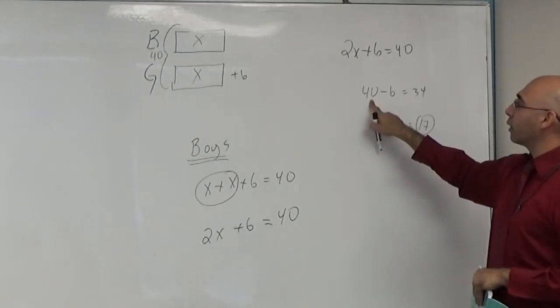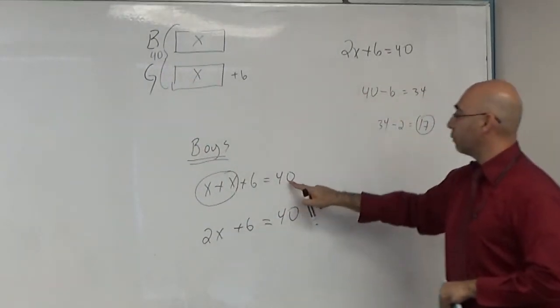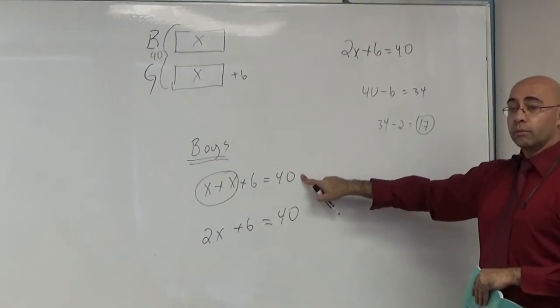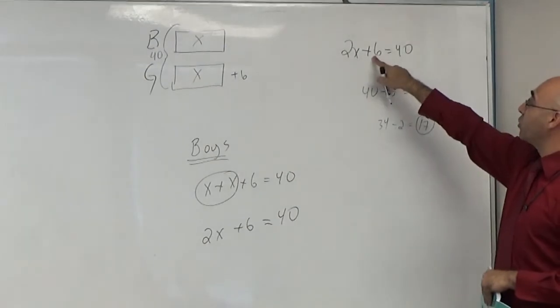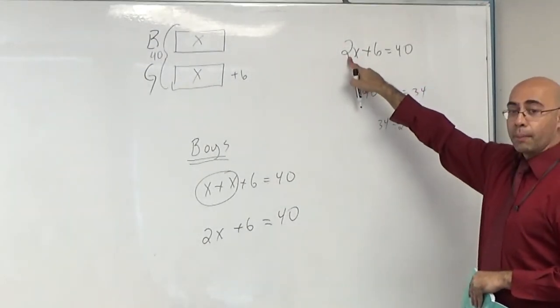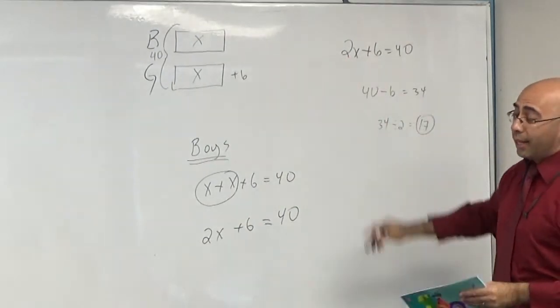What did we start with? 40. And 40 represented the total. So you start with the total and just do whatever the opposite of that is. And then do whatever the opposite of that is. Got it? Now let's see if that works over here.